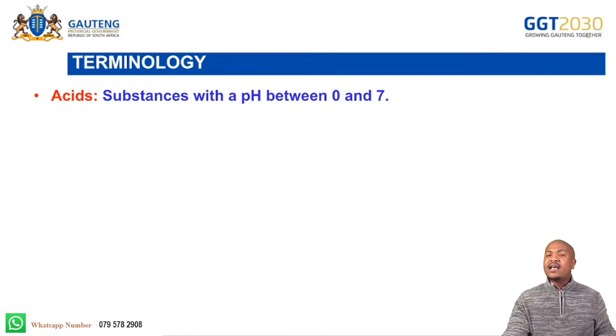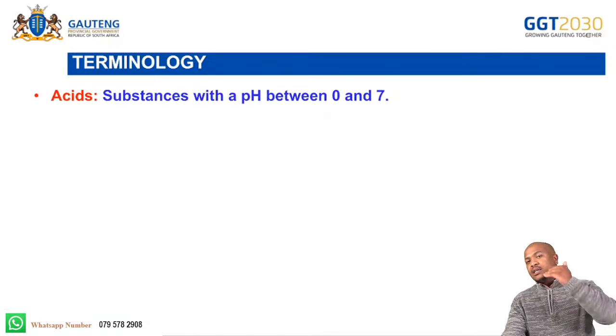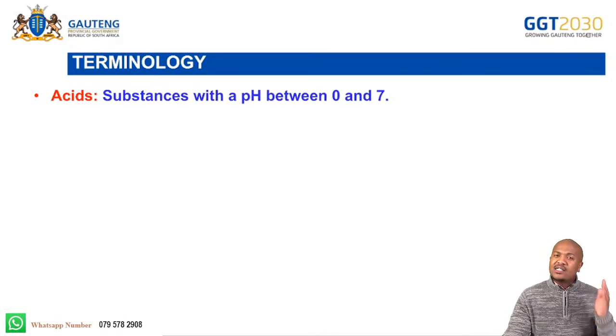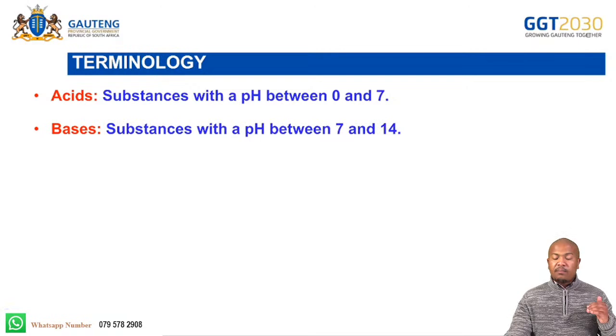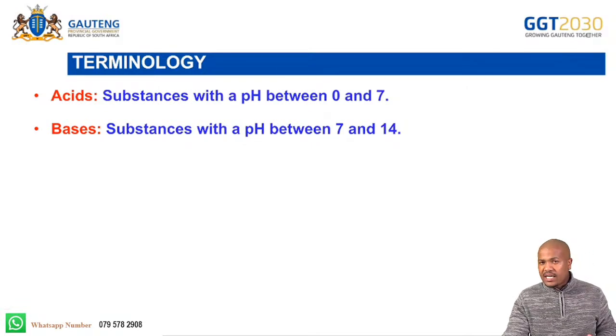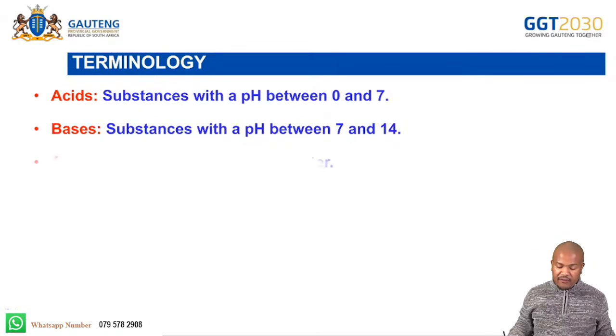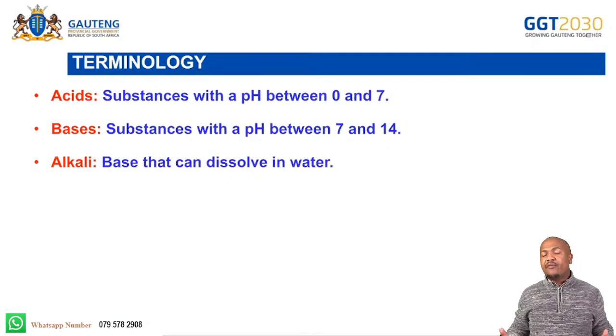We define acids as substances with a pH of between 0 and 7. Those are our acids. Then we have bases, and bases are substances with a pH of between 7 and 14. Then we have alkali. Alkali is a synonym for base, so these are bases that can dissolve in water.